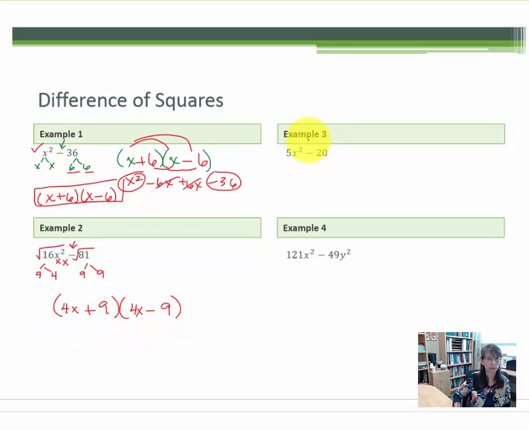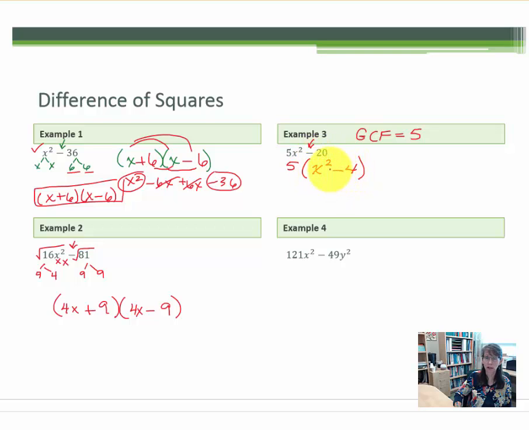In example 3, we do have subtraction, so it could be a difference of squares. But notice that 5 is not a perfect square, and 20 isn't either. So this doesn't look good. What are some other types of factoring that we've talked about? Maybe GCF. Do 5 and 20 have a common factor? That would be 5. So we want to start by factoring out a common factor of 5. That leaves x squared minus 4. Now, do you see how we have just created a perfect square in this quantity?